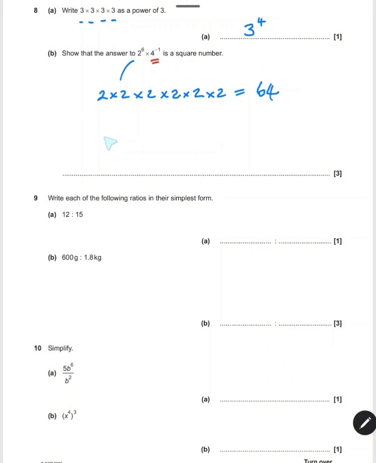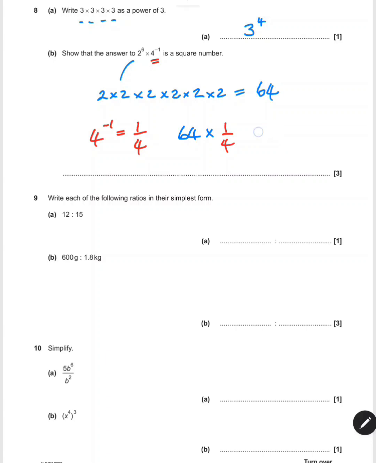4 to the negative 1, something you need to be aware of, is a quarter. When you're raising to negative 1, you put 1 over that. So what this is saying is, take 64 and multiply it by a quarter, which is just finding a quarter of 64. So that's what we need to do, a quarter of 64.